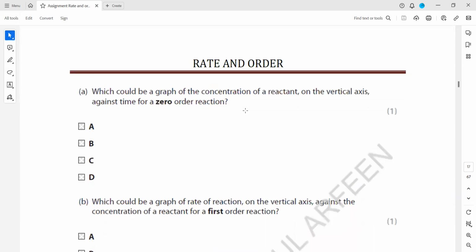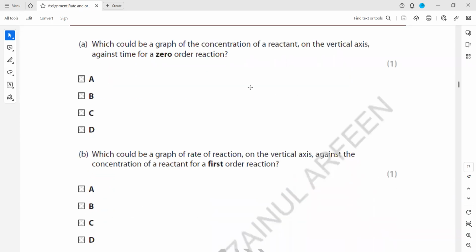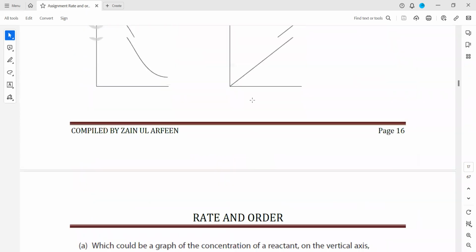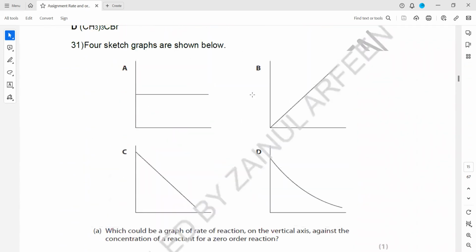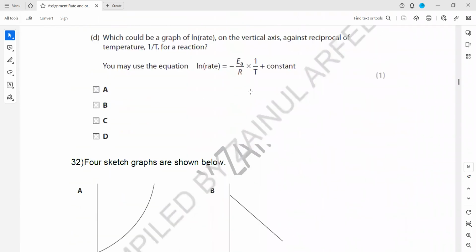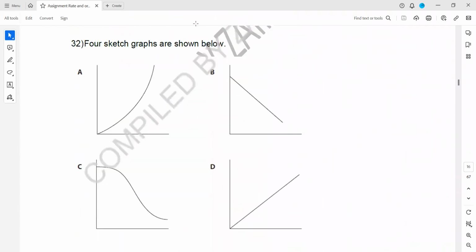Then, which could be the graph for rate of reaction on vertical axis against the concentration for first order? For first order, when the concentration is double, rate is also double, concentration 3 times, rate is also 3 times. So they are directly proportional for a first order. Concentration and rate are directly proportional. If you double the concentration, rate will be double, so D will be the right answer.